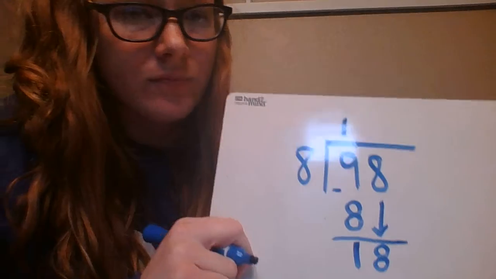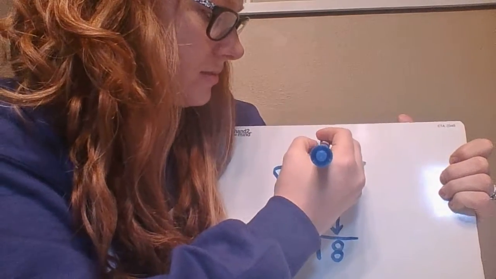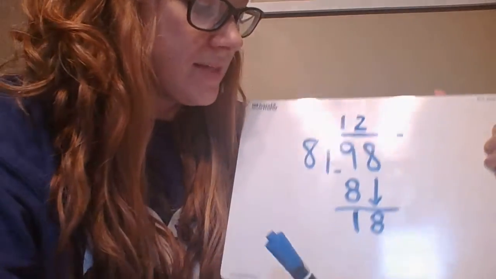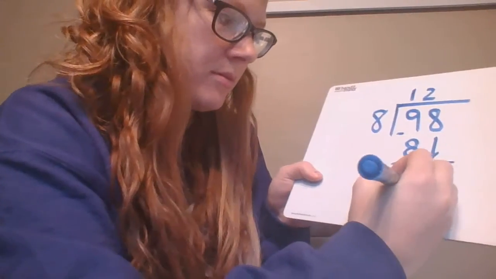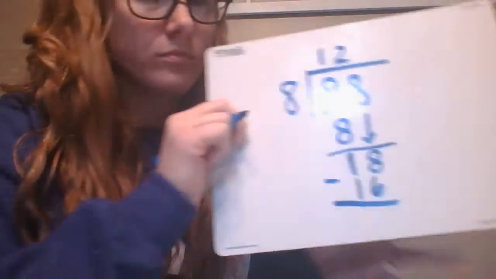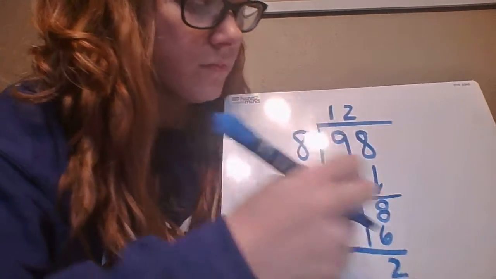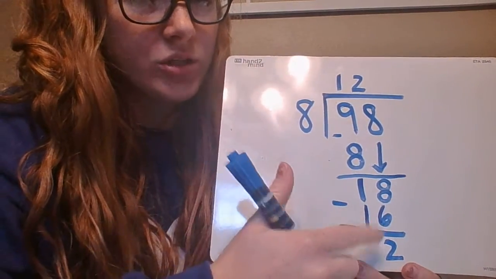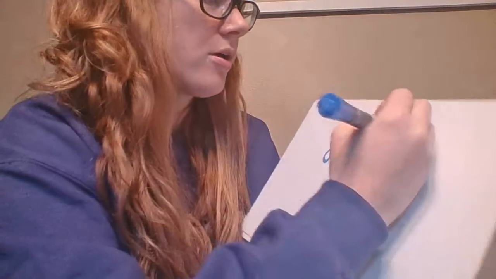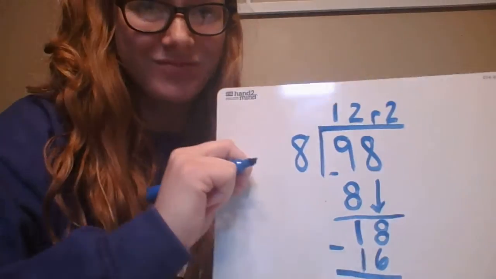We have 18. How many times can 8 go into 18? That is 2 times. 2 times 8 is 16. 18 minus 16 is 2. Because we have nothing else to bring down and 2 is smaller than the number we're dividing by, our answer is 12, remainder 2.